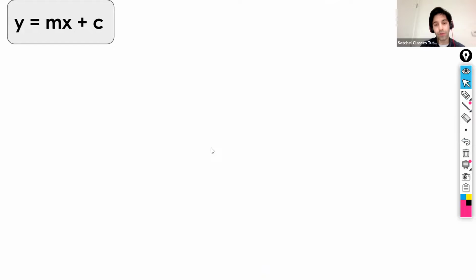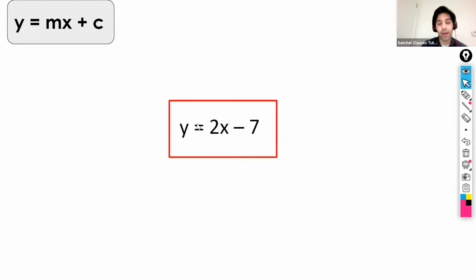All right, so let's do some practice. So we have an equation of a line here, y equals 2x minus 7. You can pause the video, but my question is, what is the gradient and what is the y-intercept? So the gradient is going to be m, so m in this case is 2, and c, the y-intercept, is going to be -7. So our line is going to intersect the y-axis at -7.